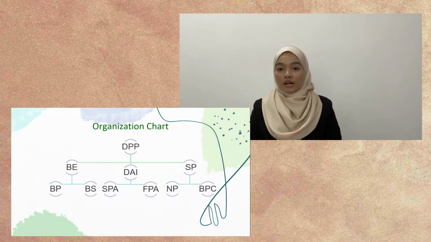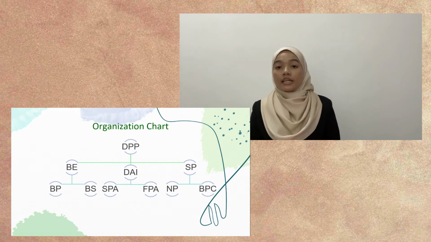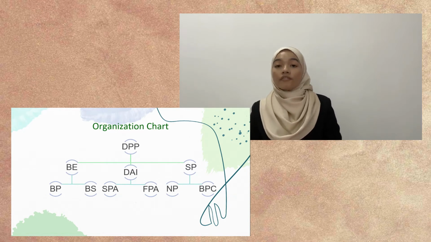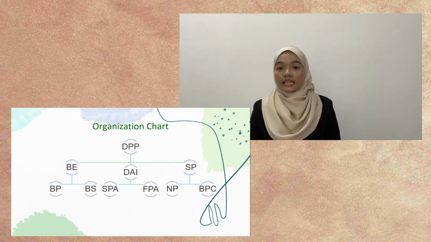Next, as you can see on the screen, this is my department structure that is led by Distribution, Planning and Performance, DPP. Under DPP, we have three sections. First is BE, Business Enablements, second is Distribution, Analytics and Insights, DAI, and lastly is SP, Strategic Planning. Each section consists of two teams: Business Performance BP, Business Support BS, Sales Performance Analytics SPA, and Financial Performance Analytics. While for SP, we have Network Planning, and lastly Branch Productivity and Crewing BPC.